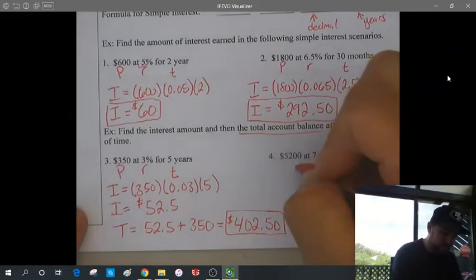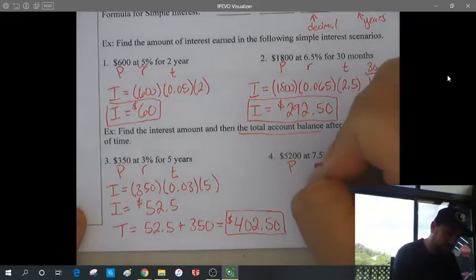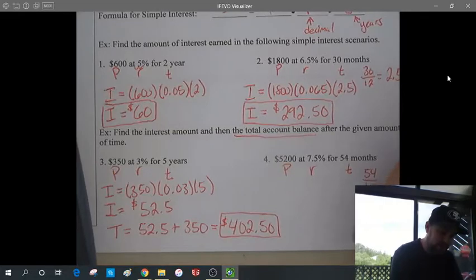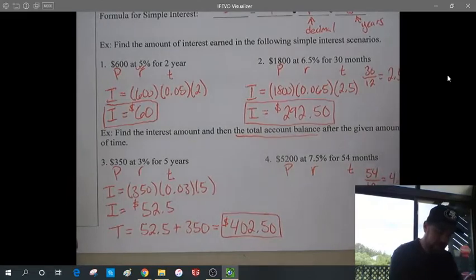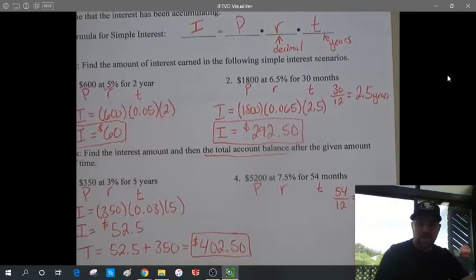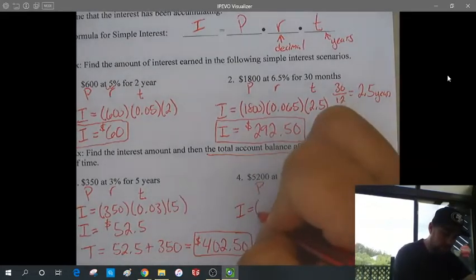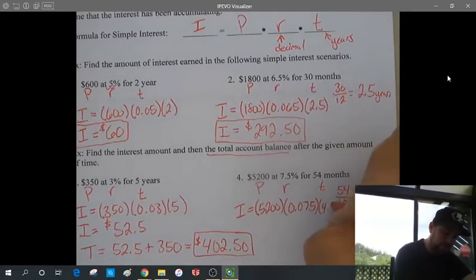Okay, number 4. $5,200 borrowed or deposited, that's the principal amount, 7.5% is the rate, and then 54 months is the time. But if we wanted to convert that, 54 months over to a number of years, divided by 12, which is 4.5 years. Okay, and so interest is equal to 5,200 times 0.075 times 4.5.